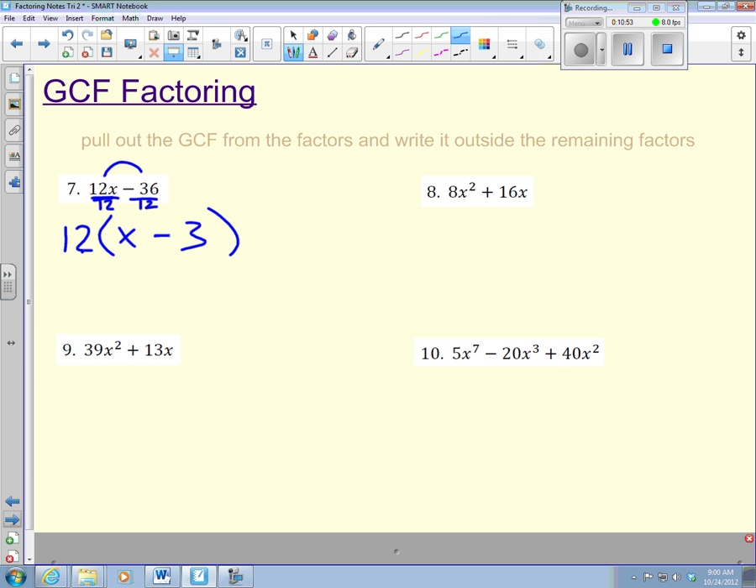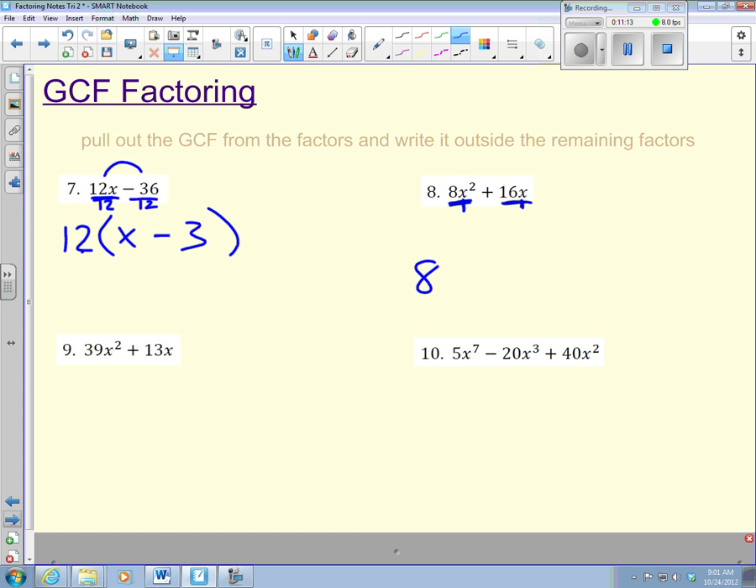So you can do whatever you want. Looking at these two terms, 8x squared and 16x. Yeah, 2 goes into them and also 4, but you want the greatest common factor, so I'm going to take an 8 out. They both have an x term. I don't take out an x squared here. I can take out an x to the first.